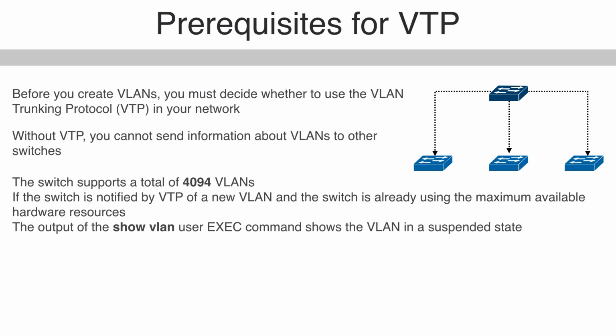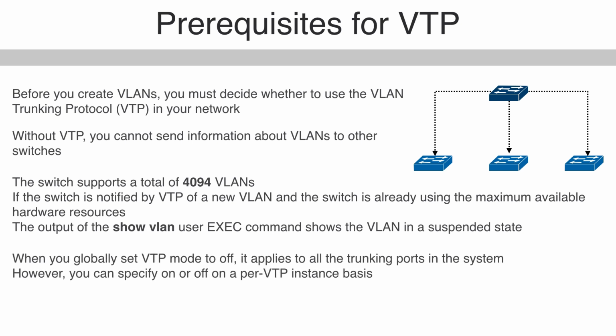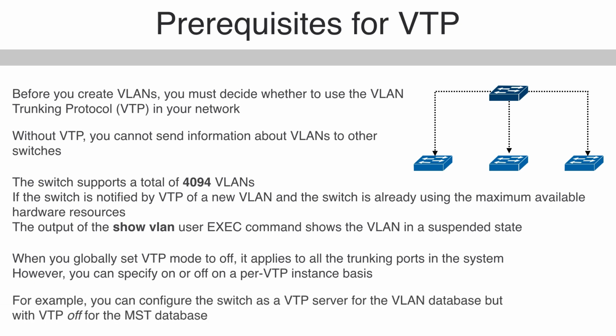You can enable or disable VTP by entering the no vtp interface configuration command. When you disable VTP on trunking ports, all VTP instances for that port are disabled. You cannot set VTP to off for the MST database and on for the VLAN database on the same port. When you globally set VTP mode to off, it applies to all the trunking ports in the system. However, you can specify on or off on a per VTP instance basis.